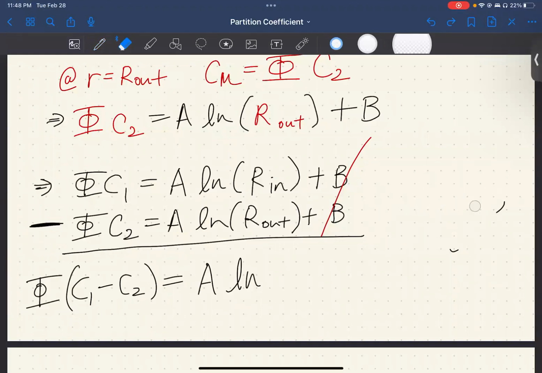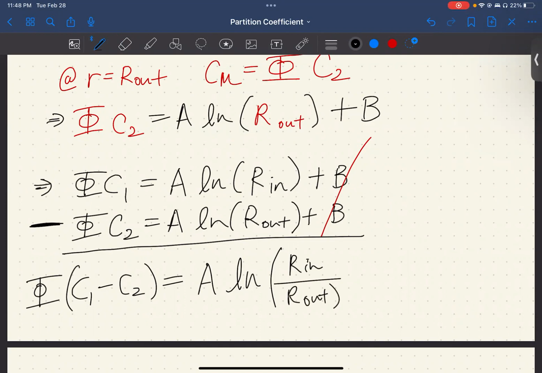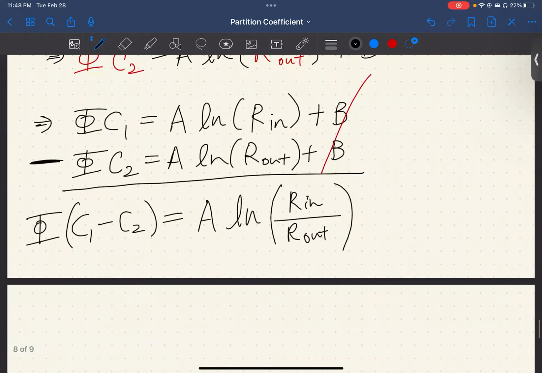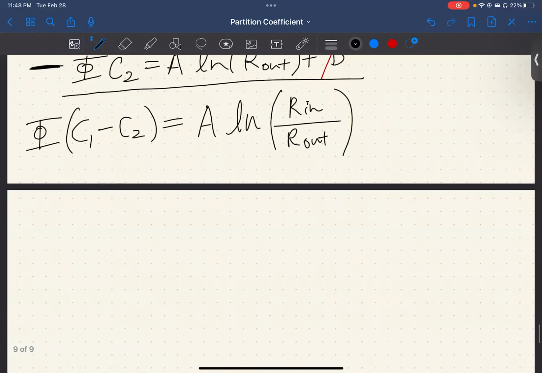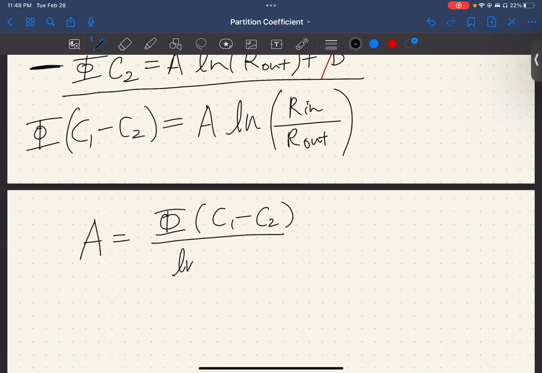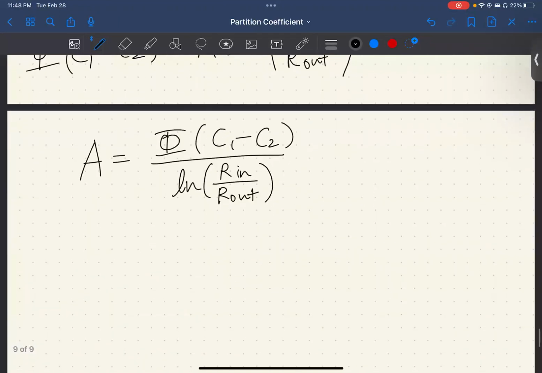So with that, we can say it's going to be A natural log of r in divided by r out. And this gives us already our first coefficient. Yay! We have our first coefficient: A equals partition coefficient times (C1 minus C2) over natural log of r in over r out. So we have our first A coefficient.